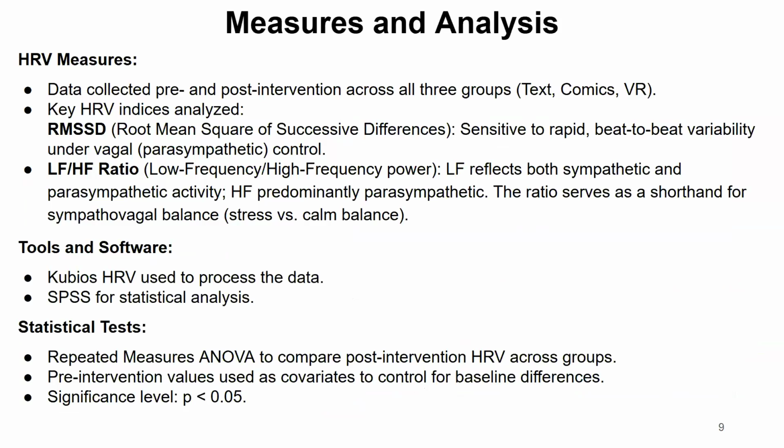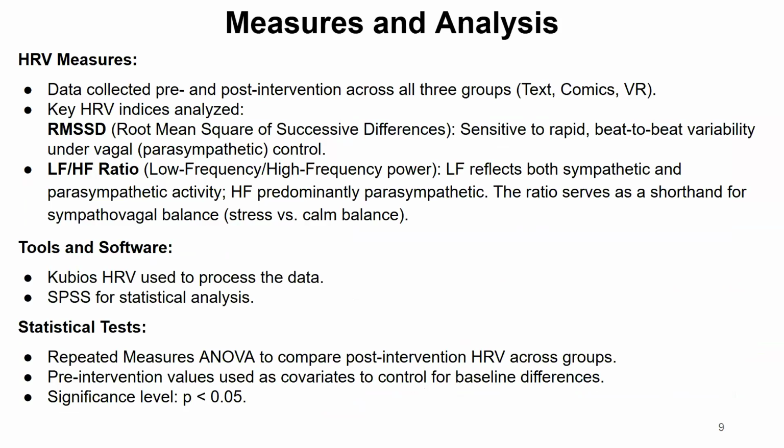RMSSD is the root mean square of successive differences. It is a short-term variation in the heartbeat. The LF/HF ratio is the low frequency to high frequency power ratio, and it reflects the balance between the sympathetic and parasympathetic nervous system activity. That is a stress and calm balance.